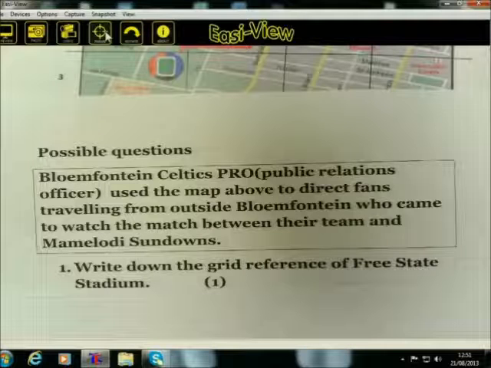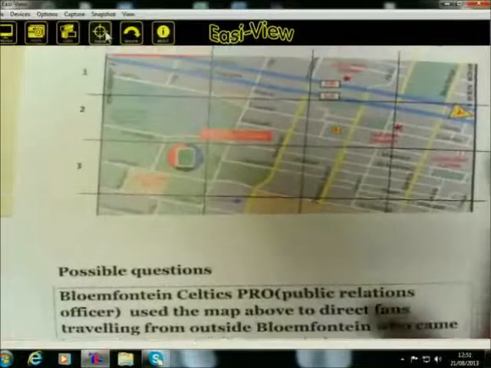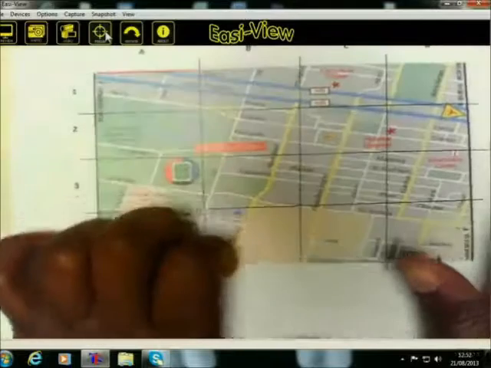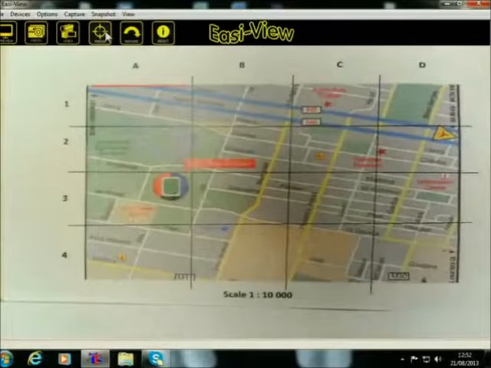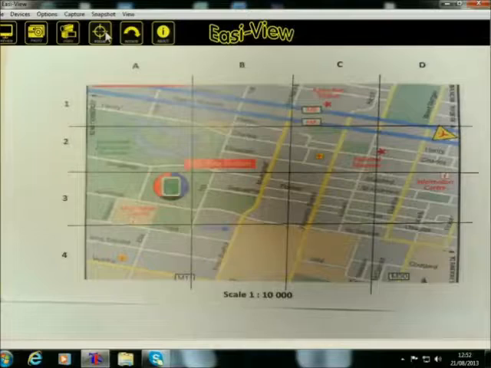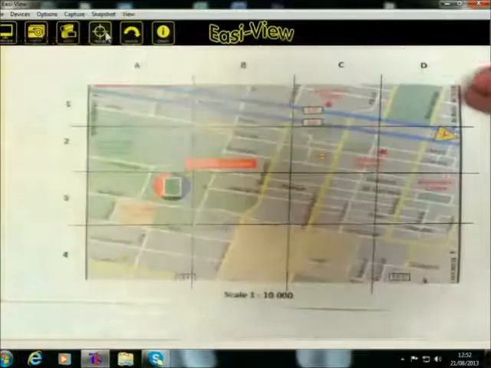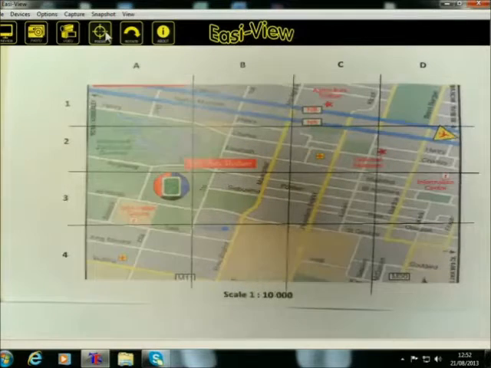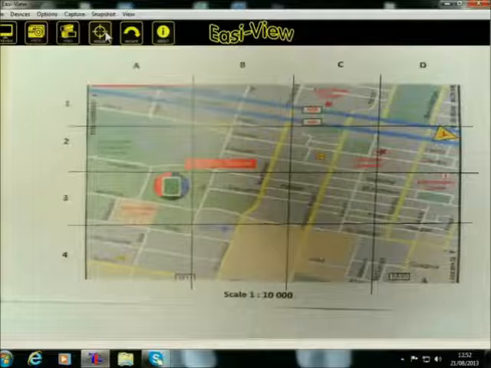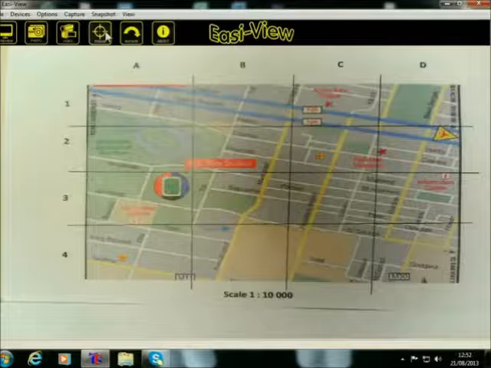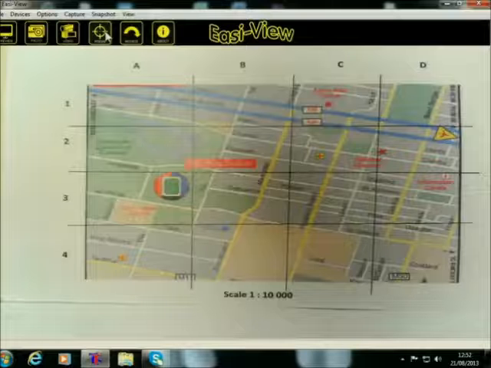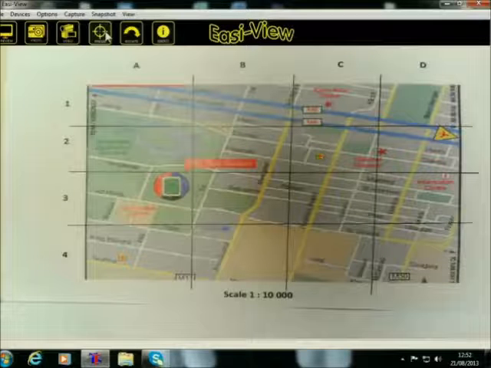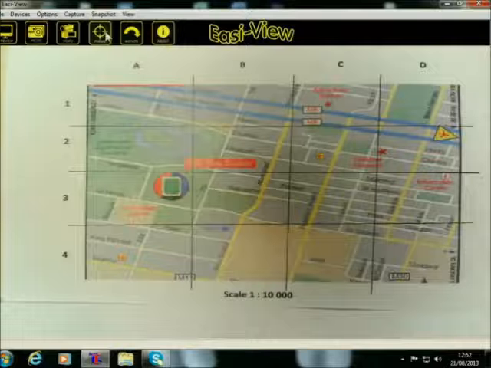Grade 12s, what will be the answer for this one? Please remember, when we write the grid reference, mathematically, we have to start with the x, the value appearing on the x-axis or the horizontal line, and that value must be followed by the number which is appearing on the vertical side or the y-axis. So we are looking for the grid reference of the Free State Stadium. What is your answer to that? I want to believe that we all get the same answer.